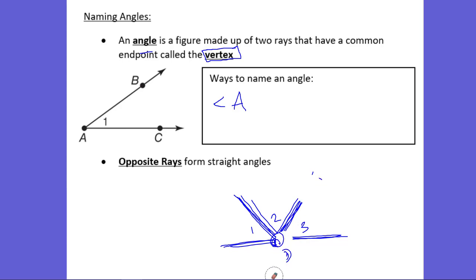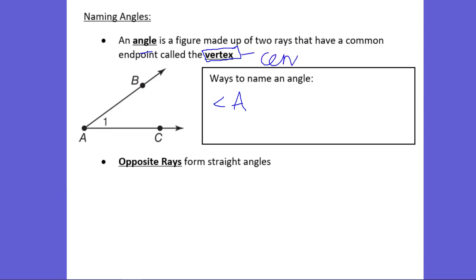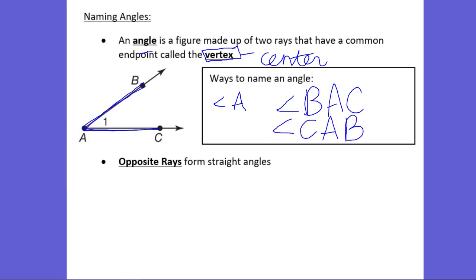So sometimes it's necessary to be more specific when naming your angle. So another way to name an angle is to use the 3 points. But you always want to put the vertex in the center when you're naming your angle. So we could call this angle BAC. And notice I put the vertex as the center letter. Or I could call this angle CAB. Either way is totally fine, but notice in both instances my vertex A is the center letter.